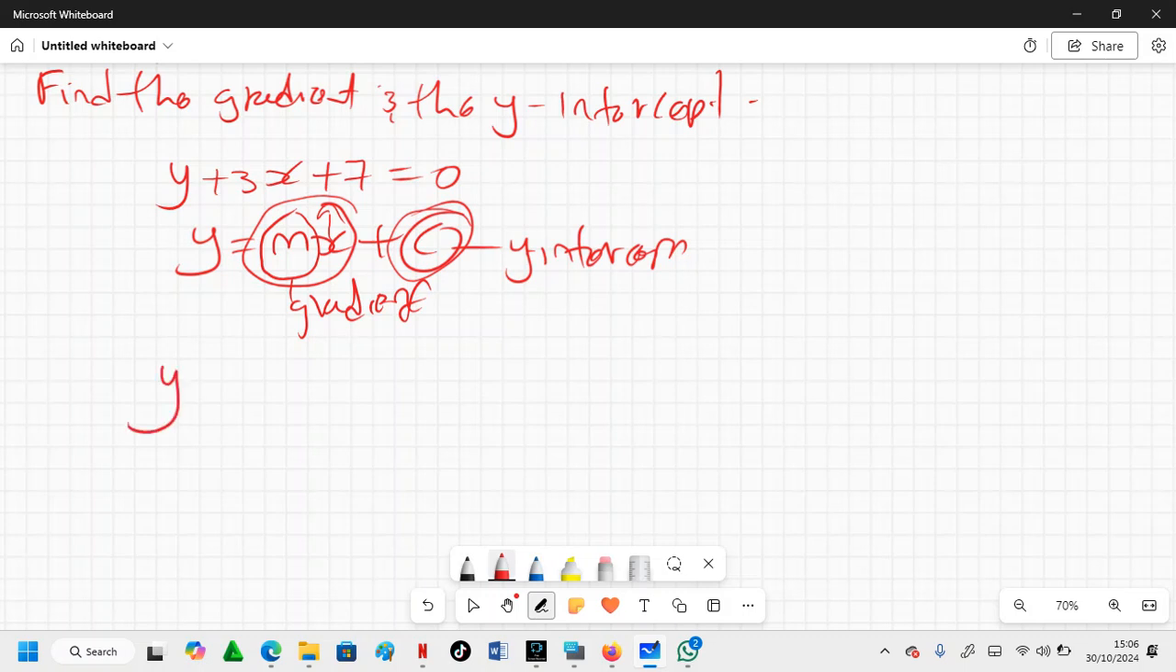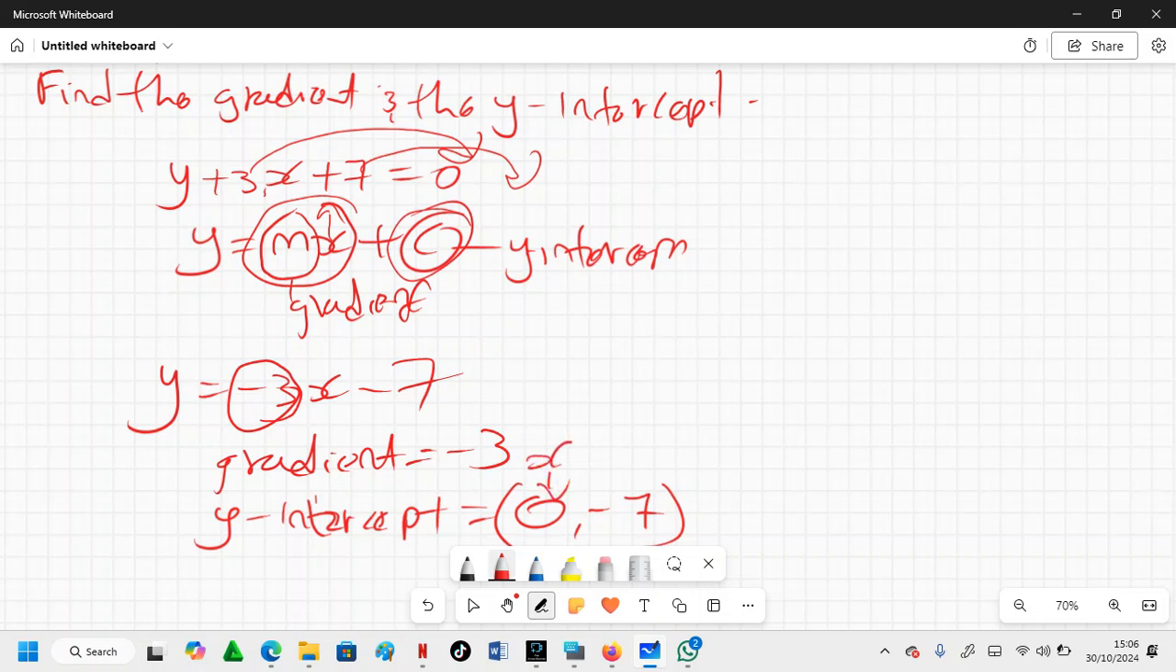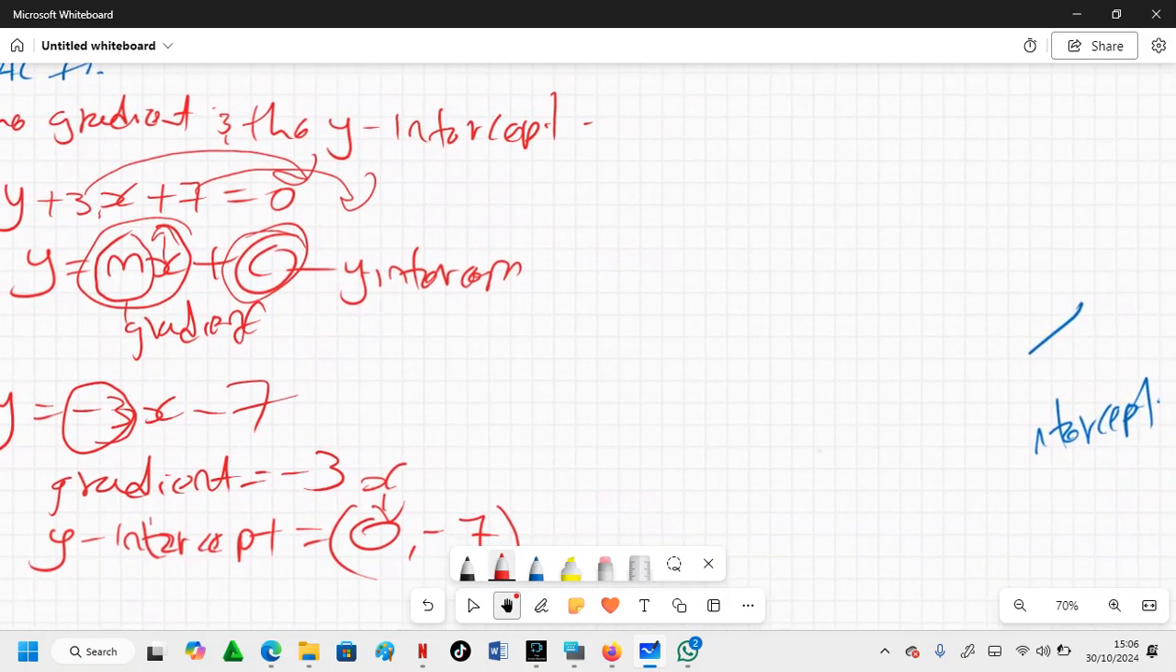So we are just going to say y is equal to, this one goes to the other side, it becomes negative 3x, and then this one becomes also negative 7. All right. So this is the gradient. So the gradient is obviously negative 3, and then the y-intercept is going to be 0, negative 7, right? Because at the y-intercept, x is always 0, right? Let's just try another example.